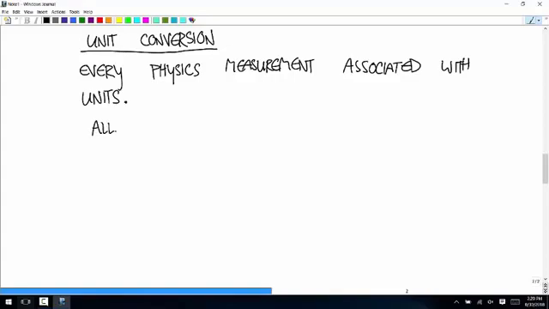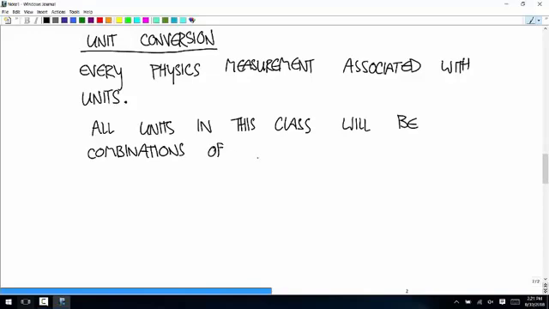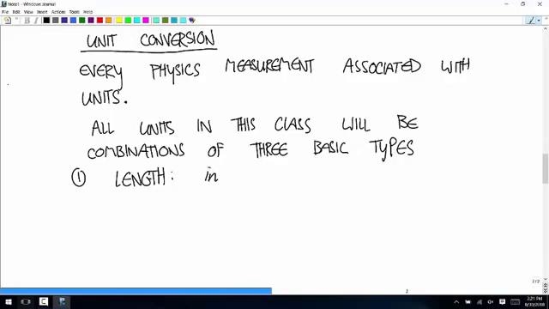All the units that we're going to use in physics, well, in this class at least, there are a couple more types that we're not going to use, but all units in this class will be combinations of 3 basic types. Units of length, so examples of that are inches, feet, meters, miles, so on.